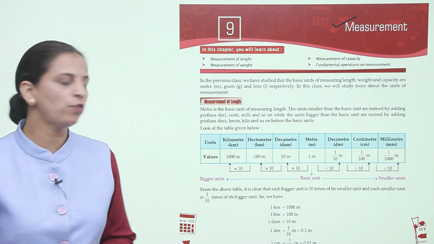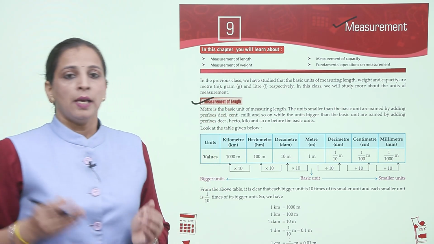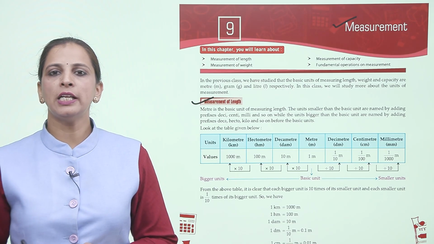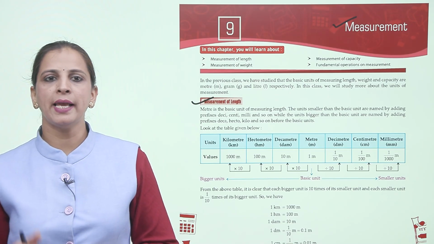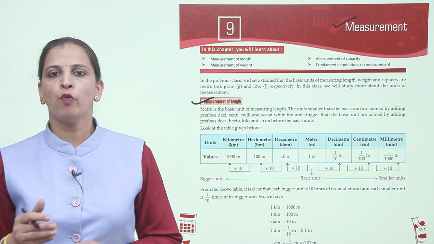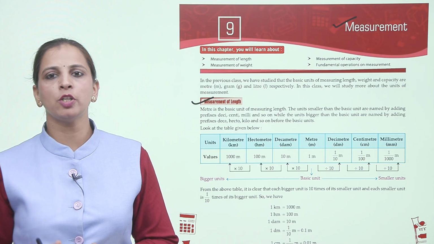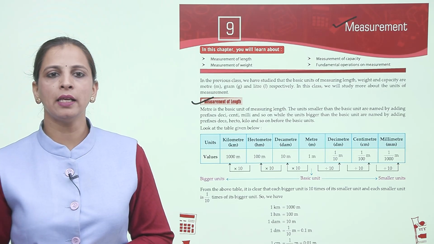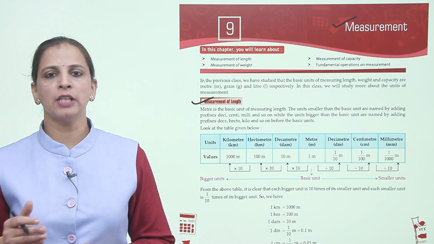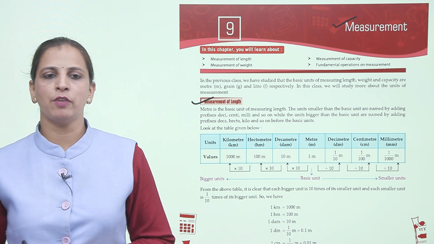Now measurement of length. Meter is the basic unit of measuring length. The units smaller than the basic unit are named by adding prefix deci, centi, milli and so on, while the units bigger than the basic unit are named by adding prefix deca, hecto, kilo and so on before the basic units. Look at the table given below.